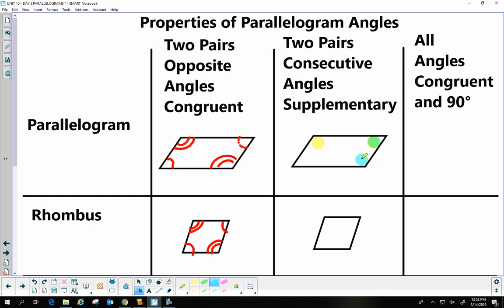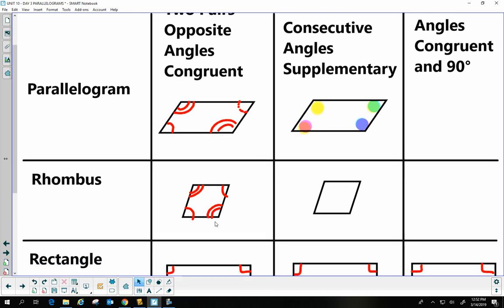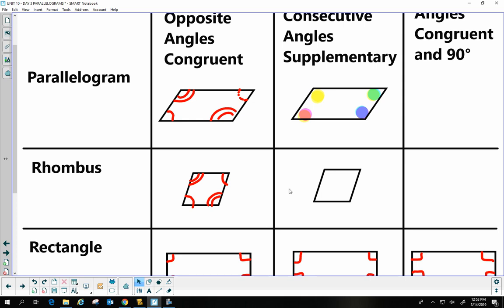That angle and this angle are consecutive, they'd add to 180. This angle here and this angle here are consecutive, they'd add to 180. And so on and so forth. That one and that one, consecutive, 180. So that exists in a rhombus as well. The thing that makes a rhombus different than a parallelogram was its sides. All the sides are the same size, but the angle relationships that exist are the same in both of them.